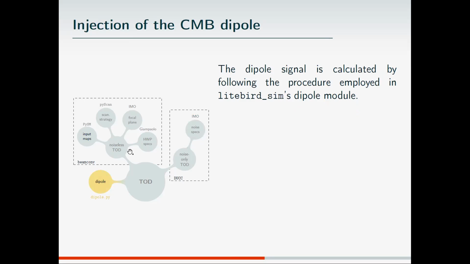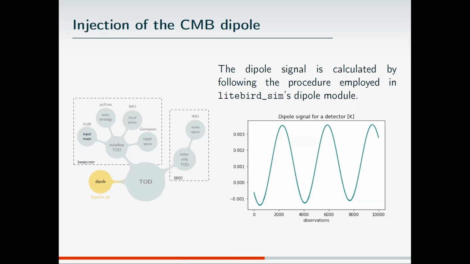For the dipole, which is the last thing that I've been implementing, as I was saying, I'm following the same procedure as the one employed in the dipole module in LiteBIRD Sim, with just a few minor tweaks, but they're not really interesting at this point. And I get something like this. Okay, so once you have all these three ingredients, you can just put them together.